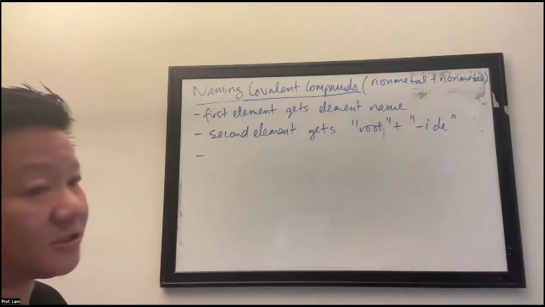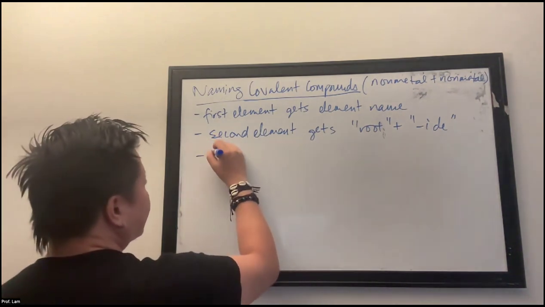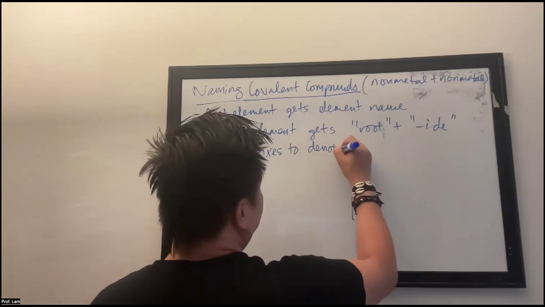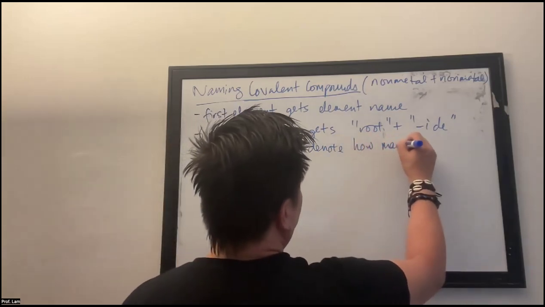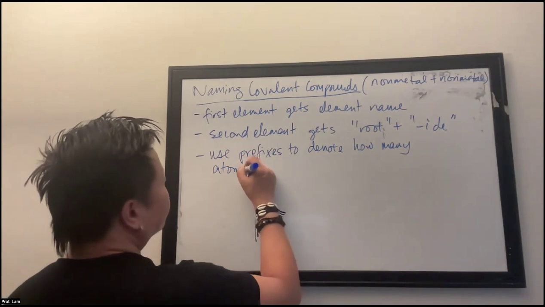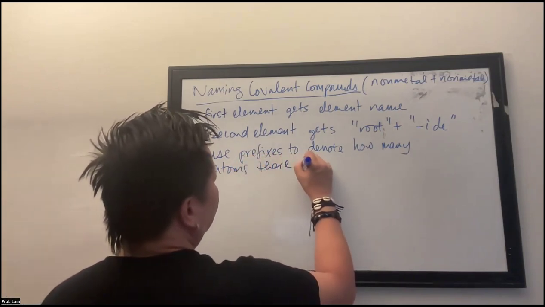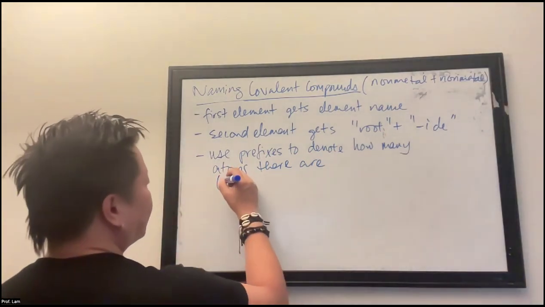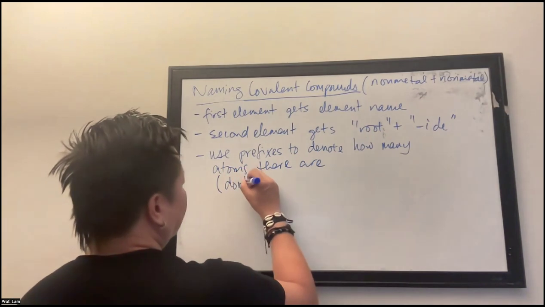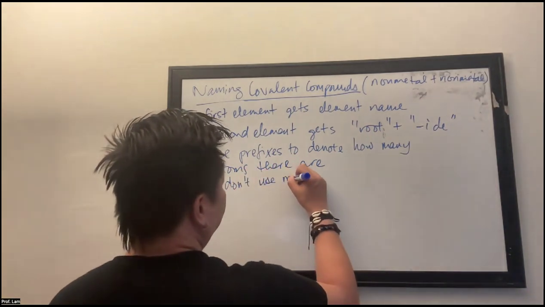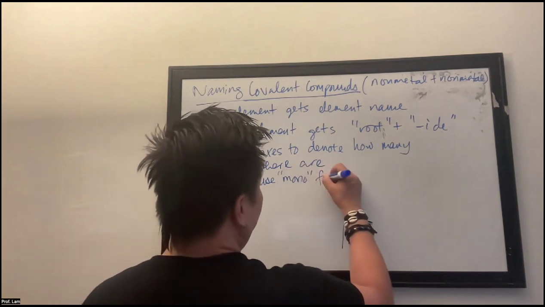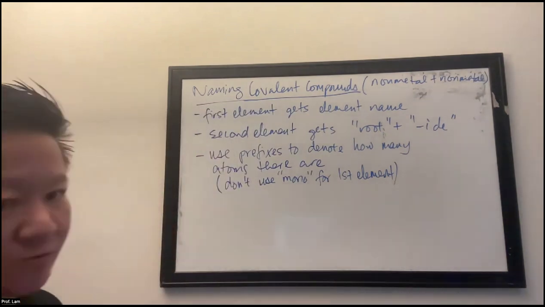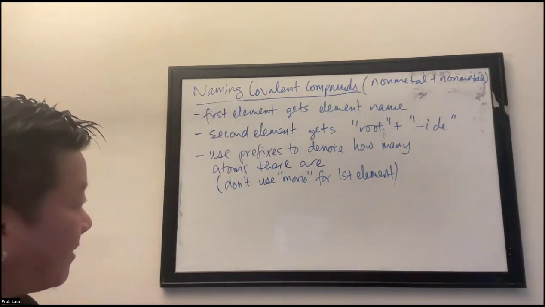But there's one more catch. You have to use prefixes to denote how many atoms there are. And the exception is, don't use mono for the first element. Don't worry, these rules are going to make a lot more sense when we go through the examples.